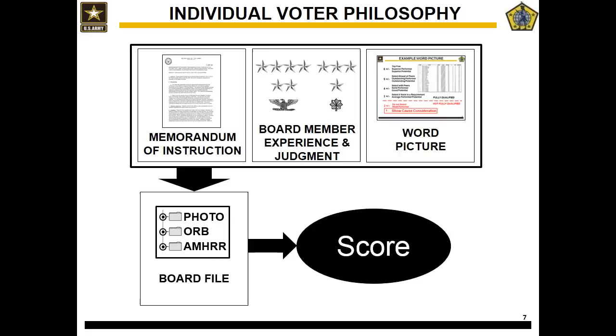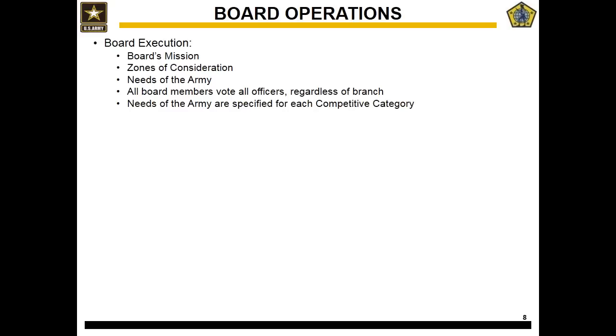Board execution is determined by the board's mission, zones of consideration, and needs of the Army. For the purpose of this training, we will demonstrate how a promotion selection board is executed for Chief Warrant Officer 5 and Major through Colonel ranks. For these promotion selection boards, there are four phases to the operation. The board will execute all phases of the operation for each competitive category.